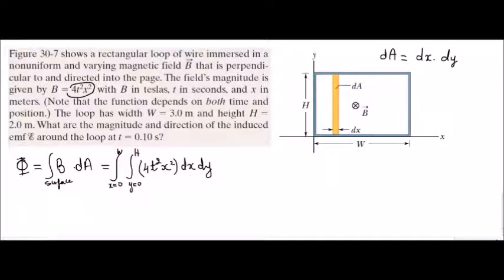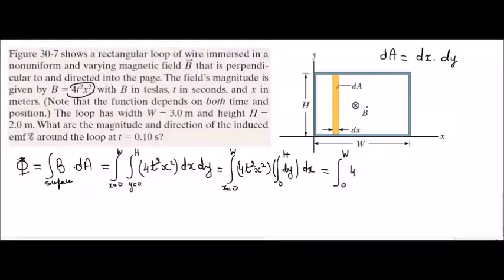I need to integrate first with y. All this is constant, so it will be the integral from x equal to 0 to w, 4t squared x squared, all these are constant, doesn't depend on y, integral from 0 to h of dy. Integral from 0 to h of dy, what does it give you? That's h. So you get the integral from 0 to w, 4t squared x squared h dx.